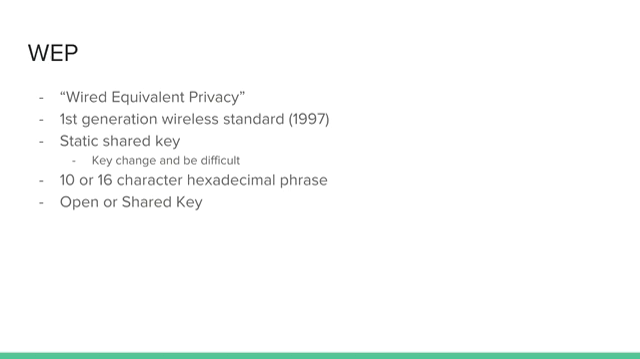And while counterintuitive, open is actually more secure. Open does not verify that the client knows the key and will instead start sending encrypted communication. So if the client doesn't have the key, it won't be able to read it anyway. In contrast, a shared key verifies that the client has the key first. However, due to the way it handles this, it's actually less secure, which we'll see.